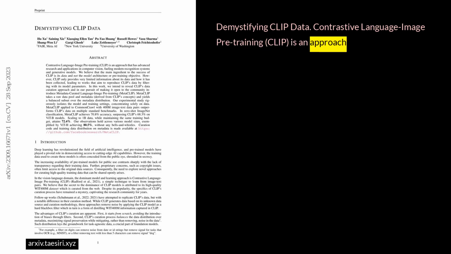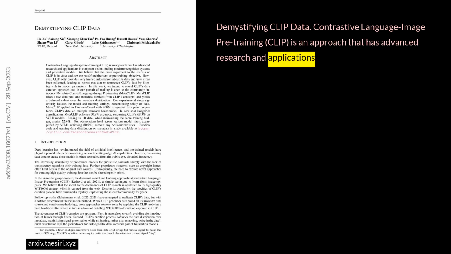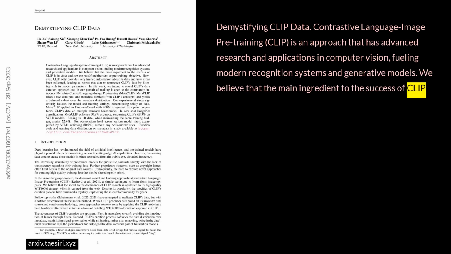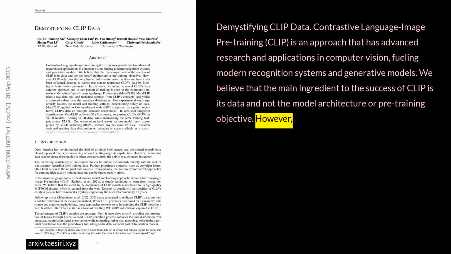Demystifying CLIP data. Contrastive language image pre-training, CLIP, is an approach that has advanced research and applications in computer vision, fueling modern recognition systems and generative models. We believe that the main ingredient to the success of CLIP is its data and not the model architecture or pre-training objective.